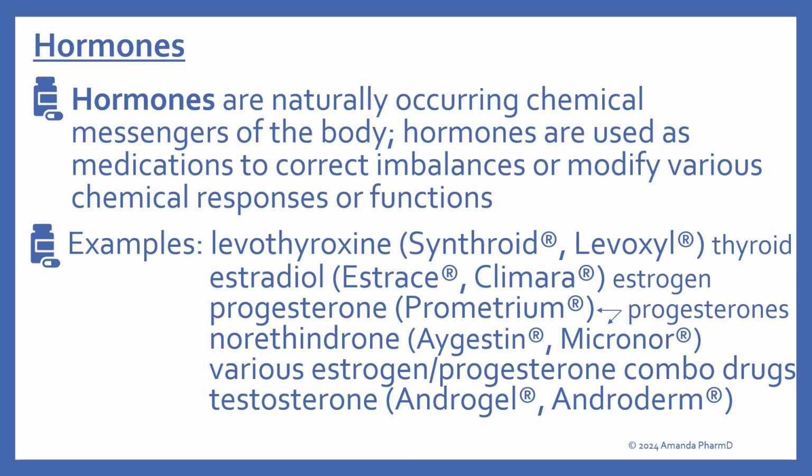Estradiol, brand name is Estrace or Climara, and that's an estrogen. Progesterone, brand name is Prometrium. And norethindrone, brand name is Aygestin or Micronor. Those are progesterone hormones. And there are various estrogen and progesterone combination drugs that you'll see. And also testosterone. Its brand name is AndroGel or Androderm.